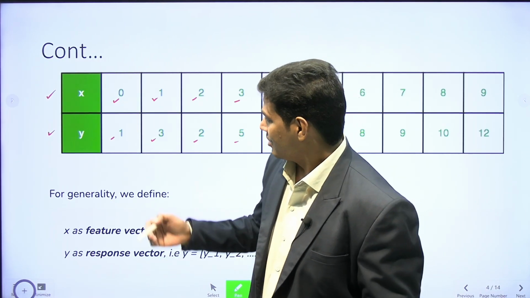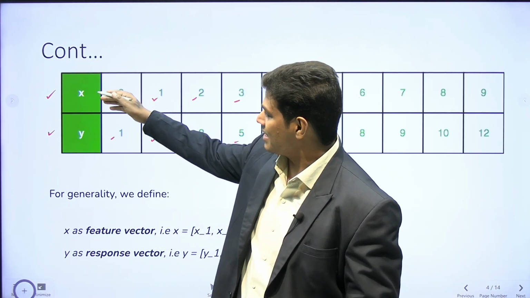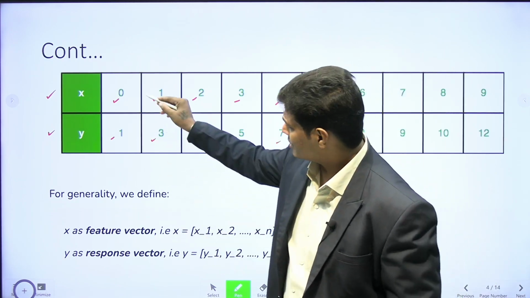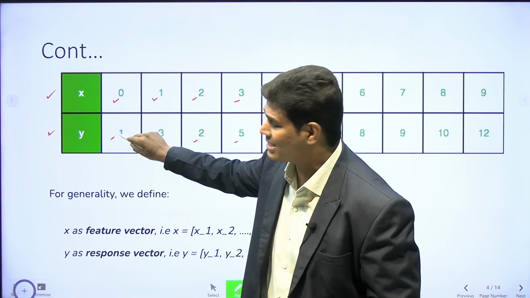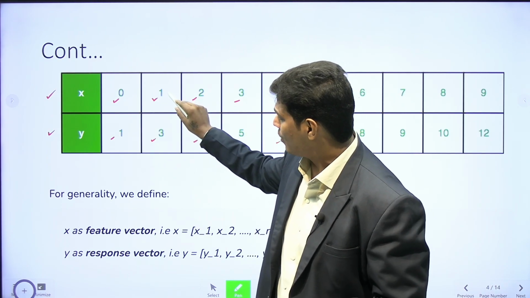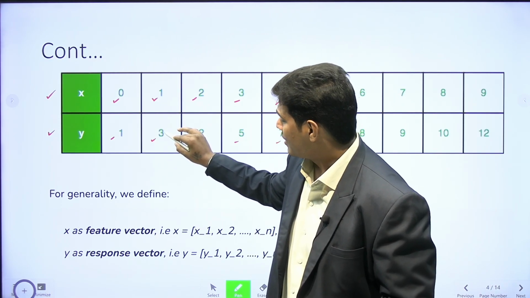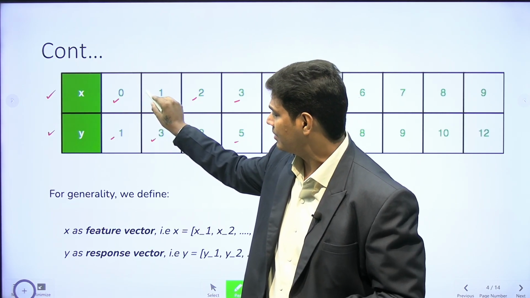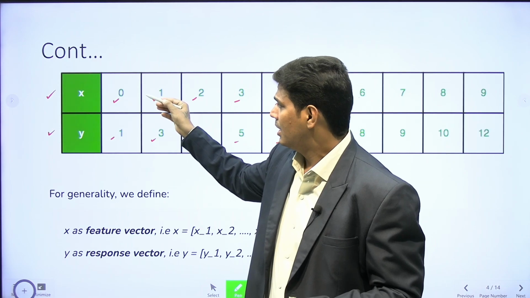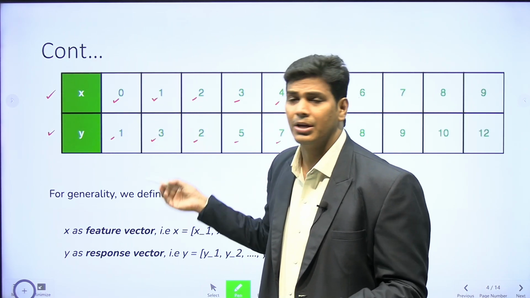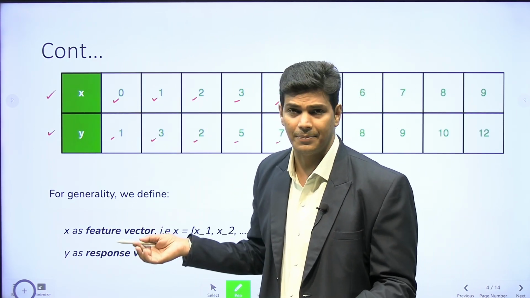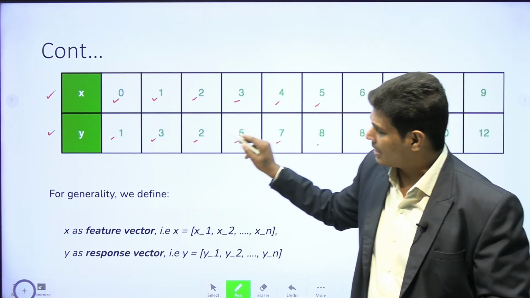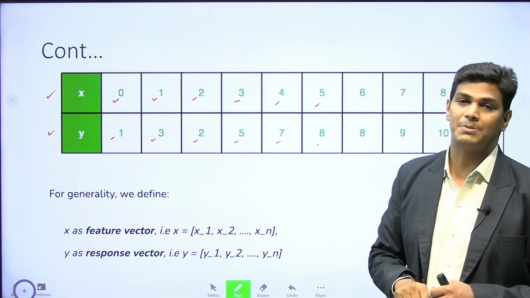We can take this variable x as any parameter. For x equal to 0, y is equal to 1. For x equal to 1, y is equal to 3. If we want to calculate the value of y when x is 0.5, it may be possible that we get a value between 1 and 3. So that's why x is known as the feature vector and y is known as the response vector.